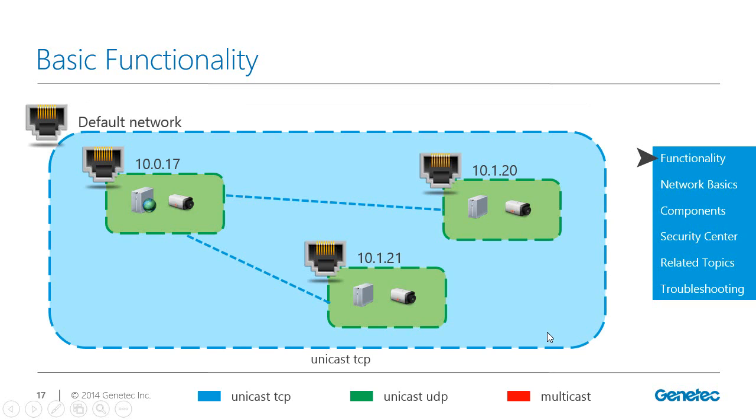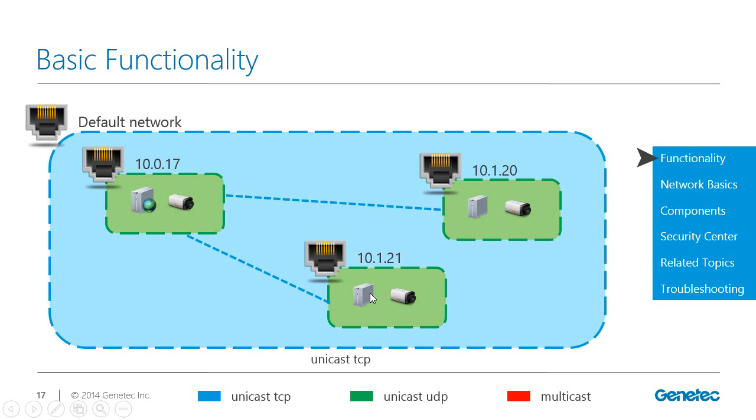So for example, let's say our main network is here, our 10.0.17 network. And in another building we have two networks. We have the 10.1.20 network and 10.1.21 as well. Now each one of these has an expansion server and some IP cameras. Now if we wanted to be exact about this, we could have a network entity created for each one of these networks, and the expansion server would be placed underneath that network entity.